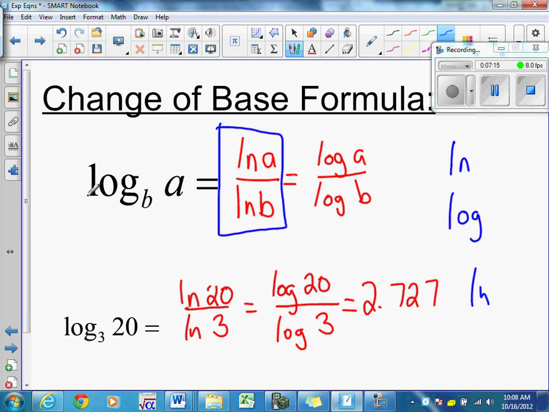Now, seriously, as we go forward, especially in calculus, we do everything with ln. We don't use common log. Why that is now is not important, but going forward it is. So you can use either one. I'm going to use ln going forward here. You could use either one.